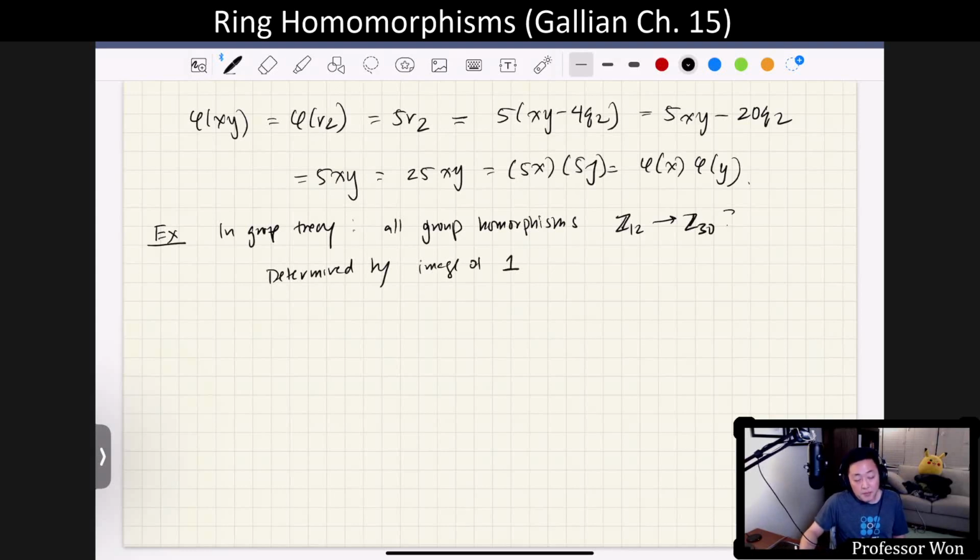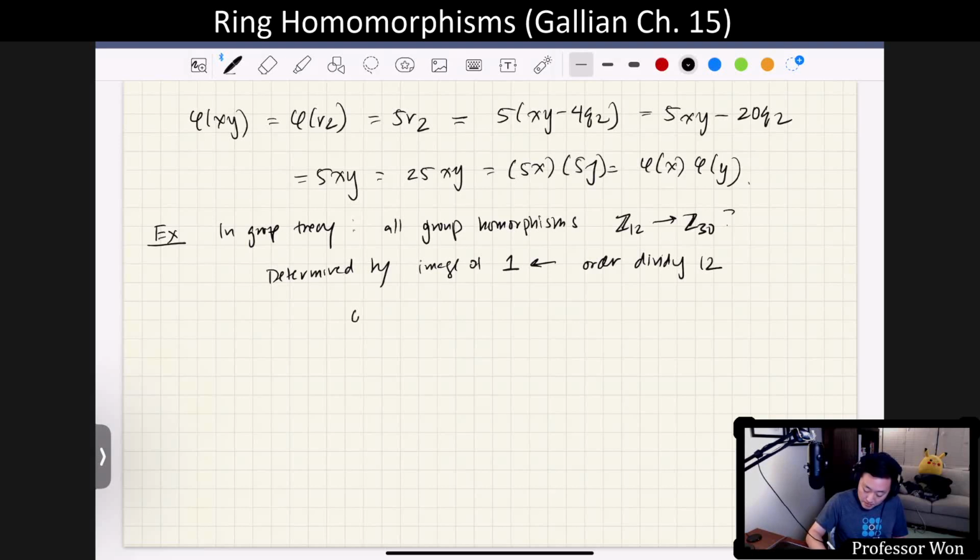But not only that, it needs to map 1 to an element in Z30 whose order divides 12, because 1 has order 12 in the domain. Wherever it maps to, it can't map to 1, for example, because 1 has order 30. So if you add 1 to itself 12 times, you'll get back to 0 on the left, but you won't go back to 0 on the right, right? So this image has to have order dividing 12. Right, so what elements have order dividing 12 in Z30?